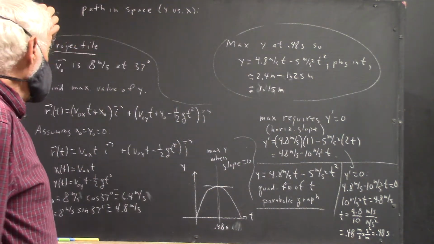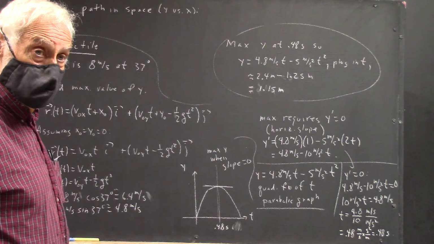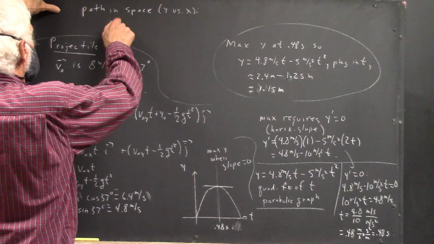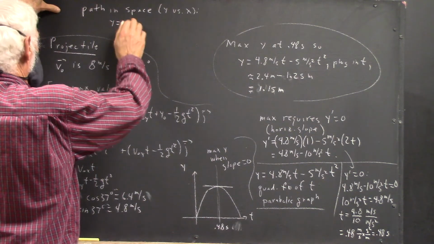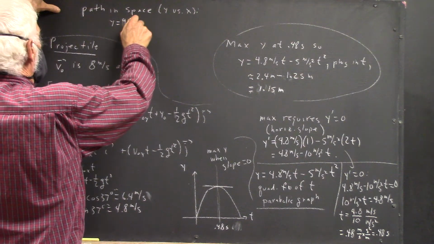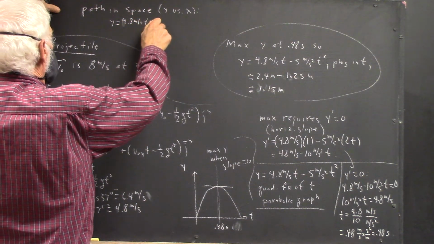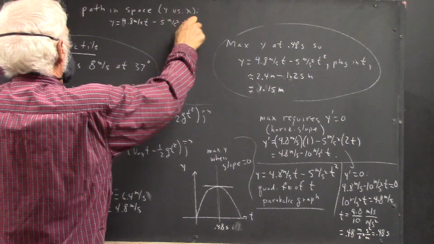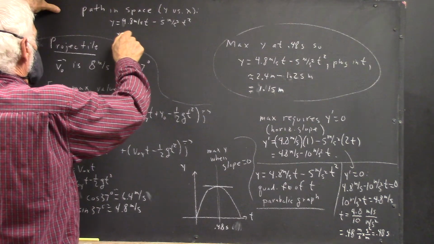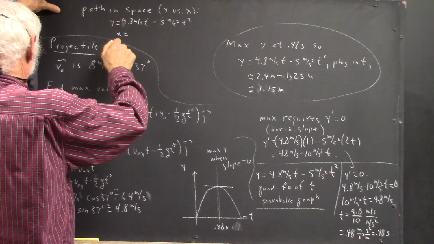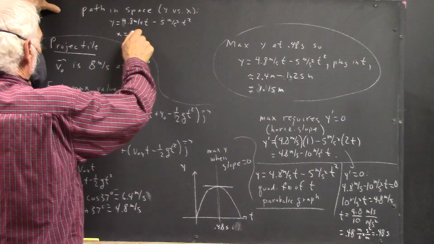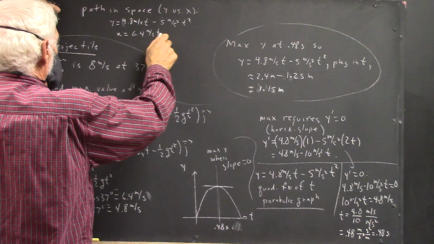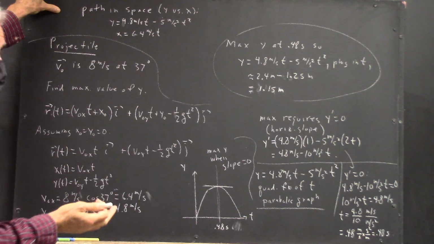Okay, what's the path in space? It's y versus x, right? Well, you know that y is this, and x is 6.4 meters per second times t. That's it.